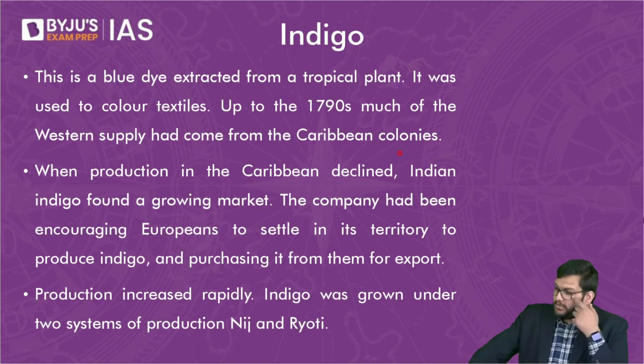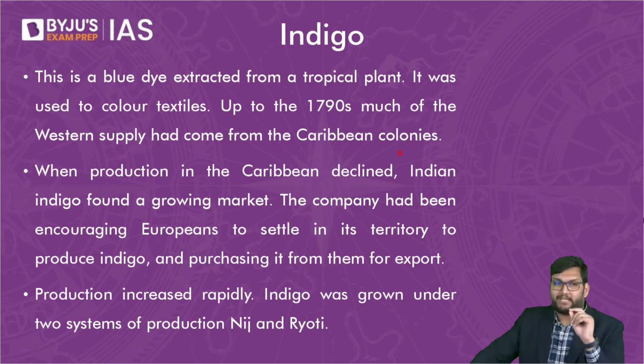Indigo is produced all over India. It's a crop which can be produced anywhere. It is a blue dye extracted from a tropical plant. It is used to color textile.